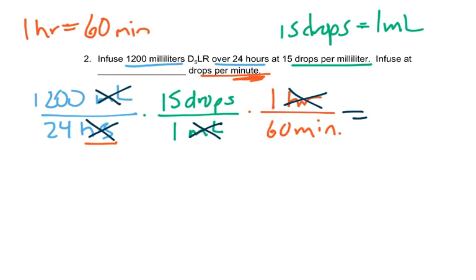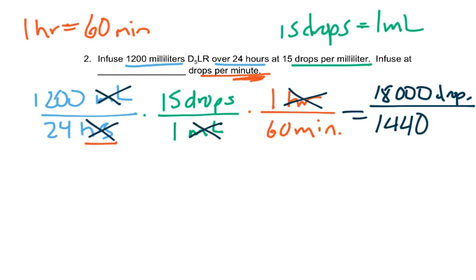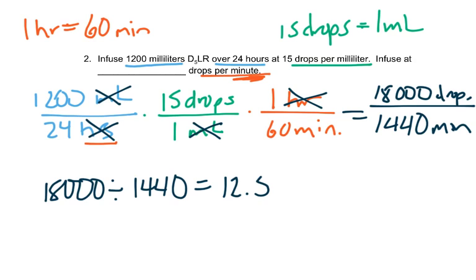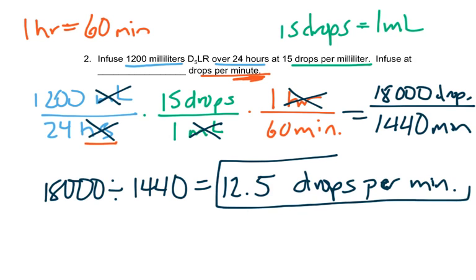We're going to multiply straight across, so 1,200 times 15 is 18,000 drops. And 24 times 1 times 60 is 1,440 minutes. So we'll take that 18,000 divided by 1,440. And we get 12, let me write that down first. It gives us 12.5 drops per minute. Now you have to pay attention to what the directions tell you to do. If they want you to round, then we would call that 13. If they want you to leave it, then we would call it 12.5.